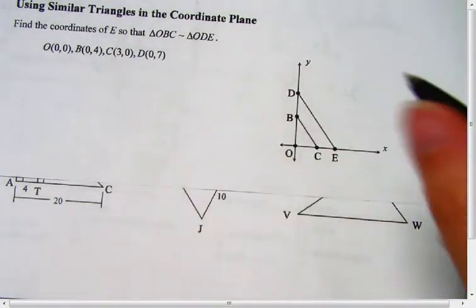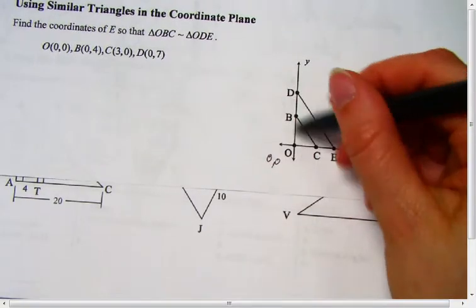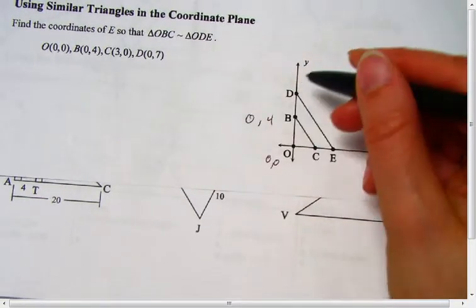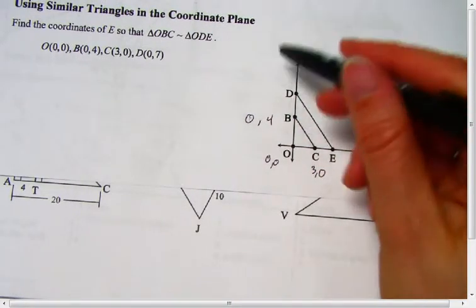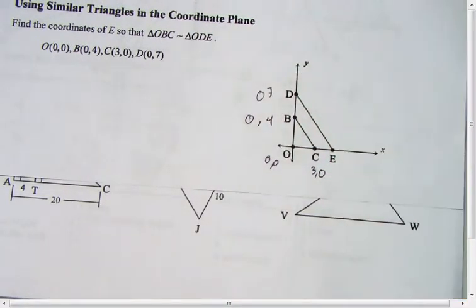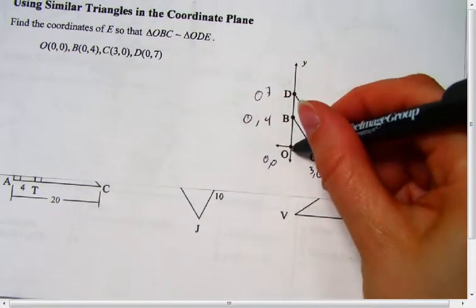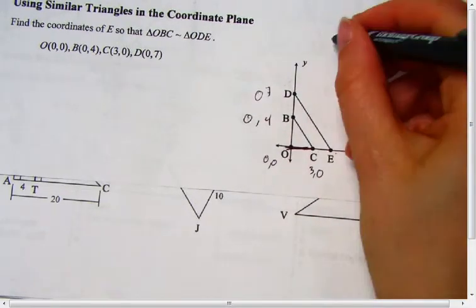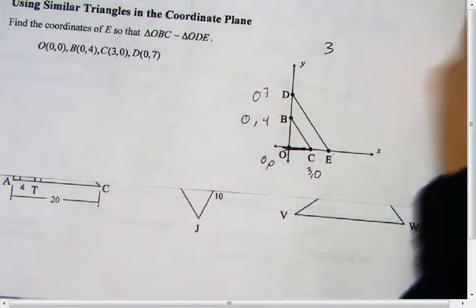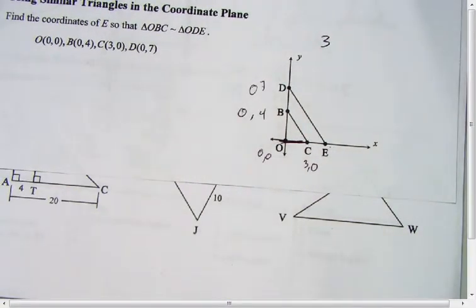Okay. O is at 0, 0. B is at 0, 4. C is at 3, 0. And D is at 0, 7. Find E, so it's the same. So we know we're going to take this side right here, that's 3 over, and then we'll look at this big triangle.